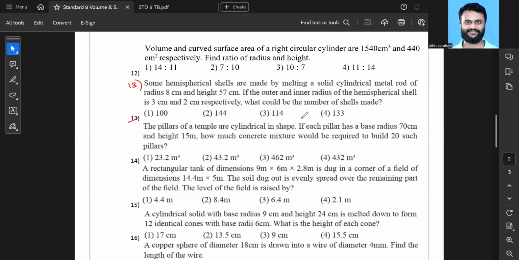Now, first of all, we have to find the volume by melting a solid rod. Well, there is only one solid rod which is melted. So the volume of the rod is equal to n multiplied by the volume of a hemispherical shell. Do you understand this logic? That means by melting one rod, I'm able to create n number of hemispherical shells. So the volume of one rod will be equal to n multiplied by the hemispherical shell's volume. Is it clear?